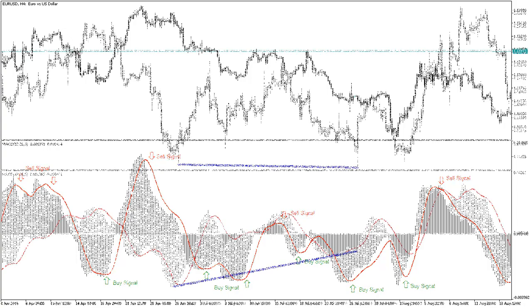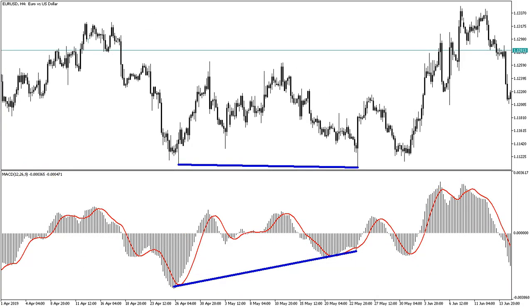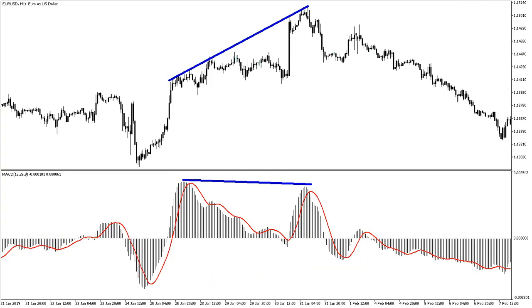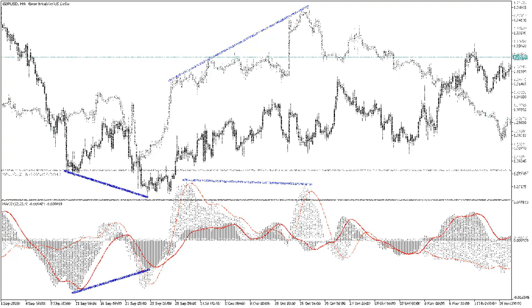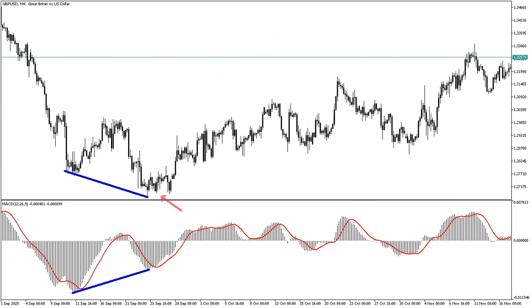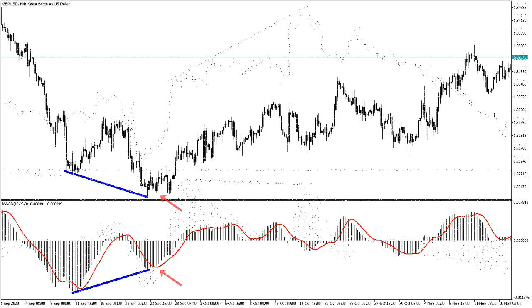MACD divergence. Divergence is the most popular and the most powerful trait of the MACD. Indicator divergence is when an oscillator or velocity indicator, such as the MACD indicator, doesn't demonstrate the price movement. For instance, a product price makes a new low while the MACD indicator makes a higher low. It is easier to get acquainted with the concept of divergence with a few samples.